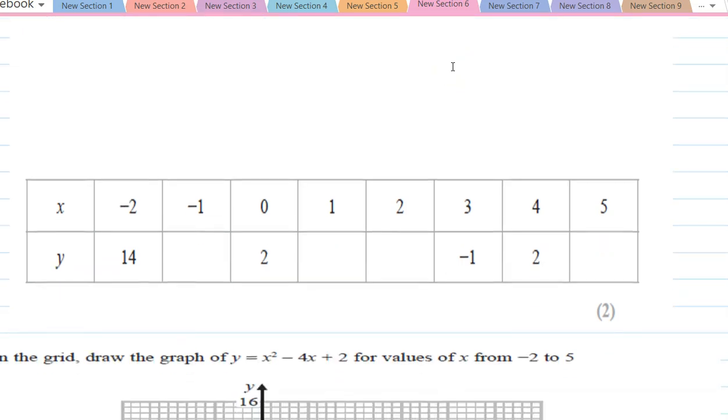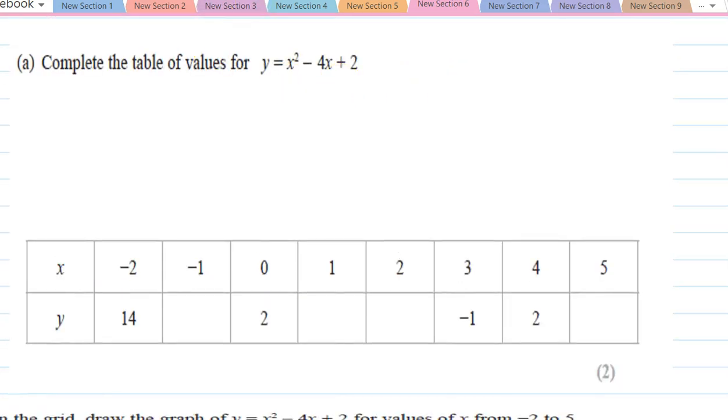Here it is given y equals x squared minus 4x plus 2. This is our equation, and we need to calculate these values: minus 2, minus 1, 0, 1, 2, 3, 4, and 5. So let's calculate. First value, for minus 1. Let's put here minus 1 squared, minus 4 times minus 1, plus 2.